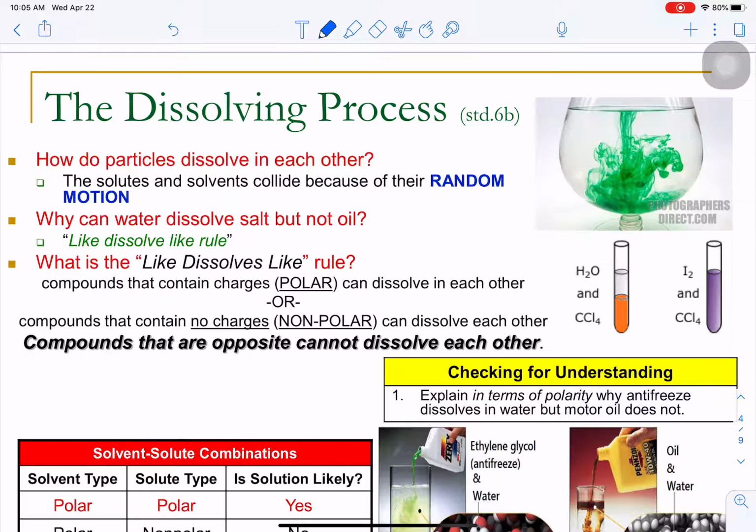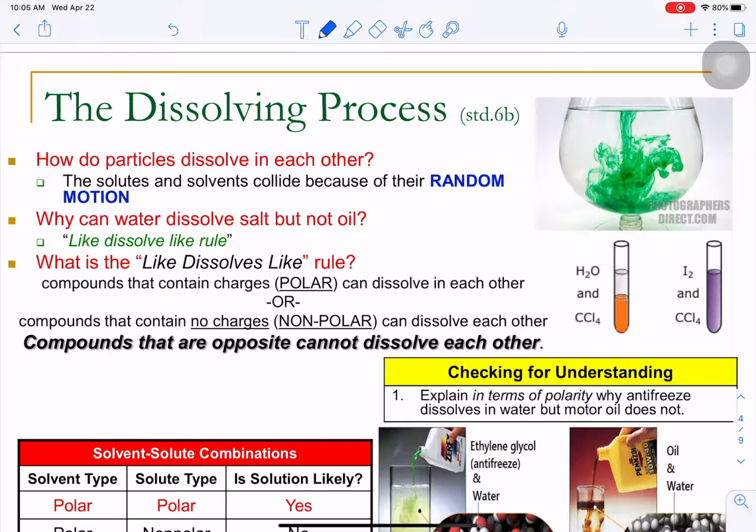The like dissolves like rule is pretty simple. If something is polar, it will dissolve something that has similar polarity. So polar things dissolve polar things, nonpolar things dissolve nonpolar things. If something's really polar and something's nonpolar, they're not going to dissolve. They're not going to form a solution.